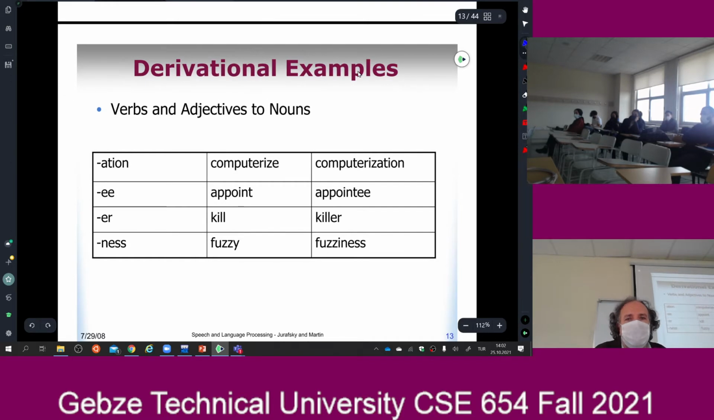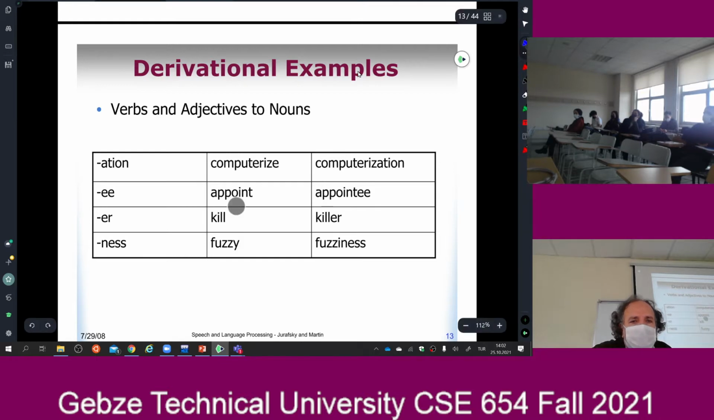Here's one example. Compute is a verb. Computer is a noun. Computerize again is a verb. Computerization again is a noun. Okay, from verb to noun to verb to noun to adjective and etc. It goes that way.